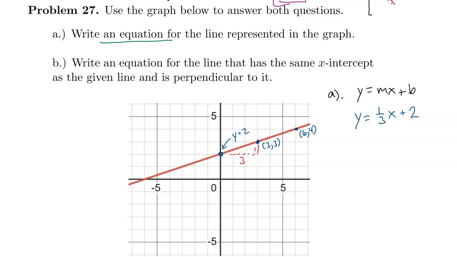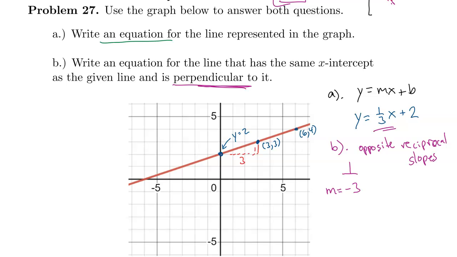Now to think about part B, I need to focus on this keyword, perpendicular. And you might recall that lines that are perpendicular have slopes that are opposite reciprocals. So knowing that the slope of the given line is 1/3, I know that the slope of the line perpendicular to that is going to be -3. And we can actually see that with a sketch on the graph.